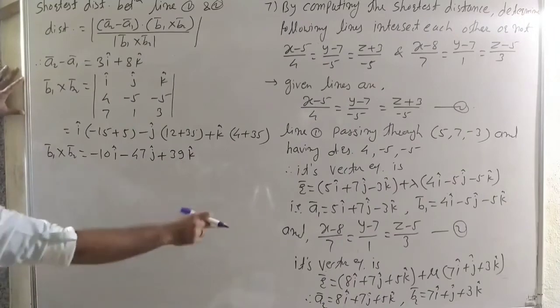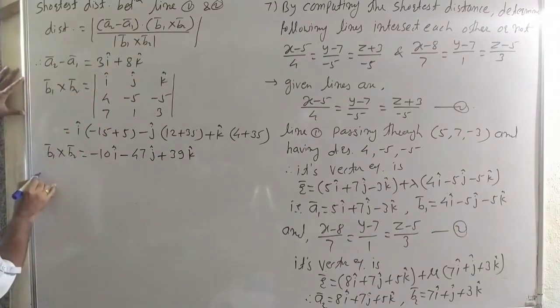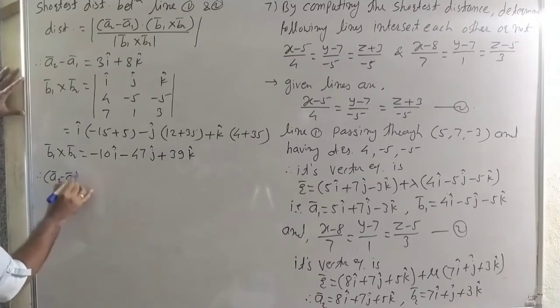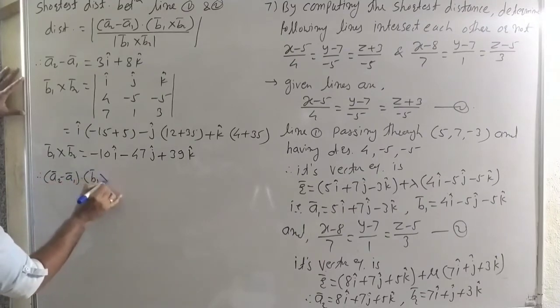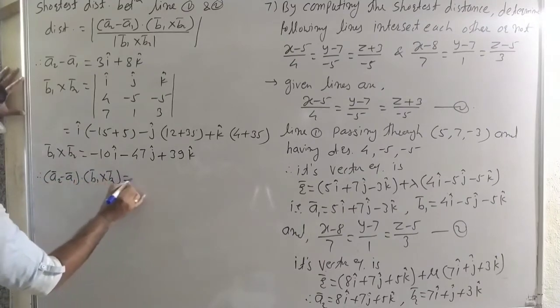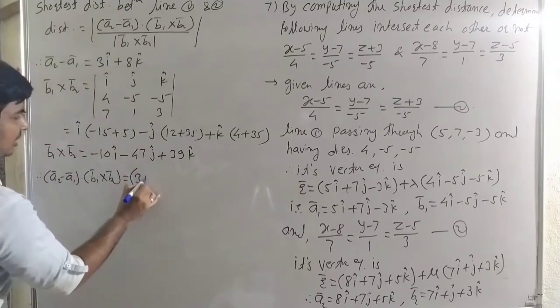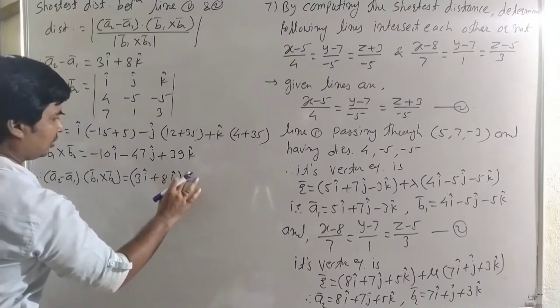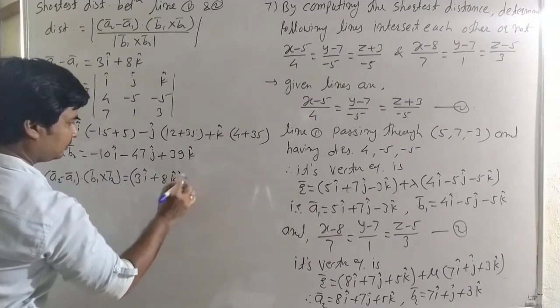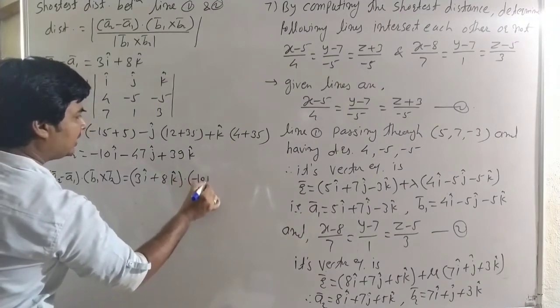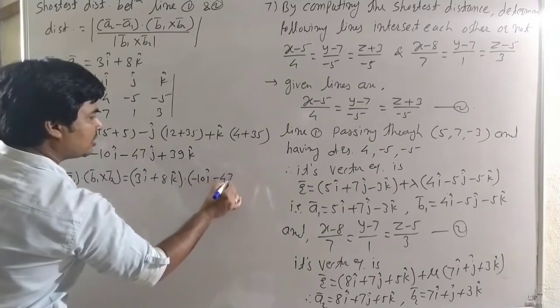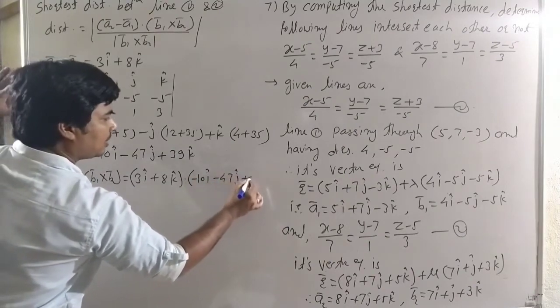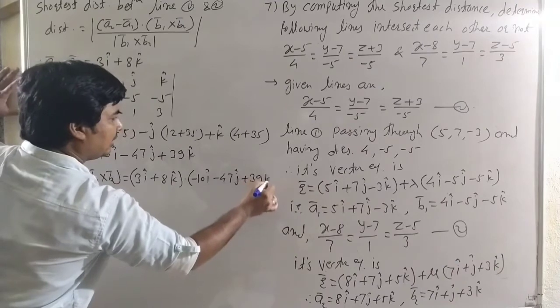Now here take the dot product. Okay, therefore you can write a2 bar minus a1 bar dot b1 bar cross b2 bar is equal to 3 i cap plus 8 k cap dot minus 10 i cap minus 47 j cap and plus 39 k cap.